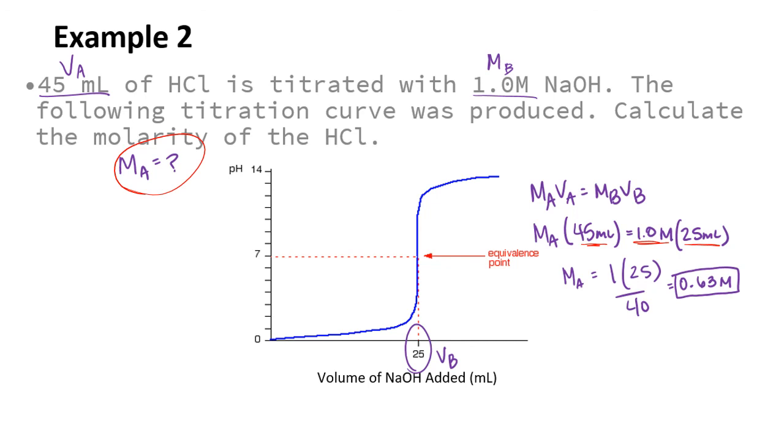Now you are going to practice doing more of these titration calculations at the equivalence point with your formula MAVA equals MBVB. All right, y'all, that is it for Unit 9. Only one unit left.